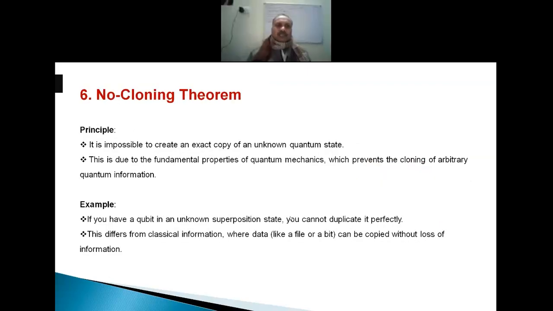Next is the no cloning theorem. I mentioned it at the time of explaining the basic three principles. It is the principle of entanglement that provides us the no cloning. That's why this theorem is considered the no cloning theorem. It is impossible to create an exact copy of an unknown quantum state. This is due to the fundamental properties of quantum mechanics, which prevent the cloning of arbitrary quantum information. For example, if we have a qubit in an unknown superposition state, we can't duplicate it perfectly. Because both bits are entangled with each other, making a relationship between them, you can't break it or give them another position.